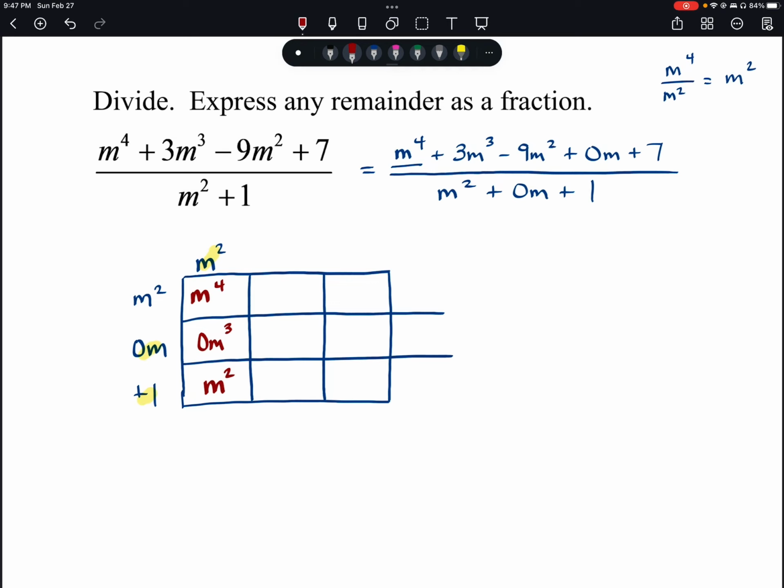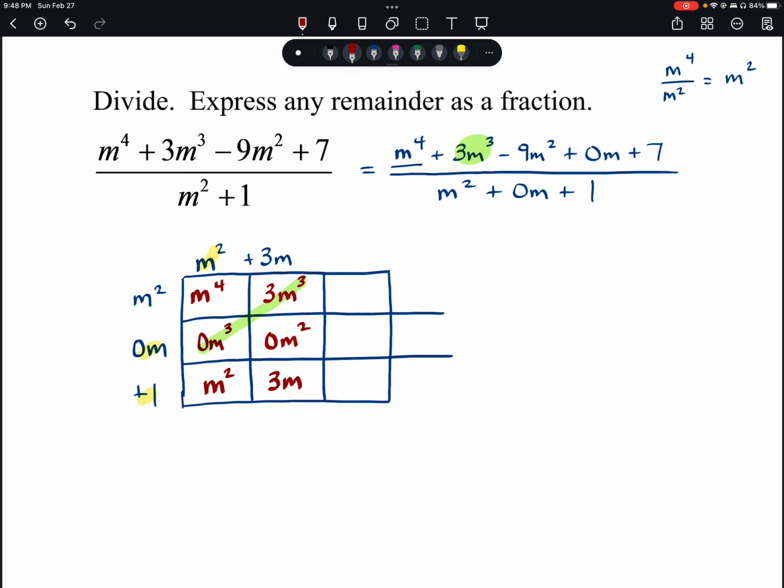Okay, so the key here with this one now is let's just look at this one. I know that I need to have 3m to the thirds. Since I have 0, I'm going to go ahead and put in 3m to the thirds, which means that our missing value above here would have to be a 3m. It's positive. And then 3m times 0m is going to give me 0m squared. And then 3m times 1 is going to give me 3m.